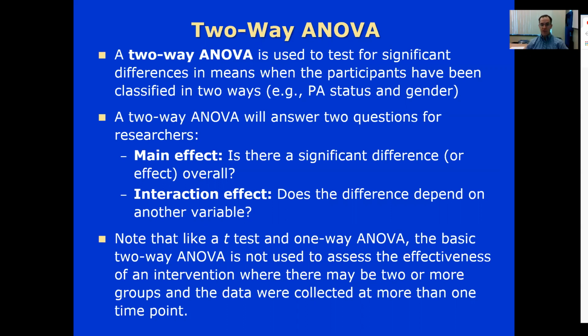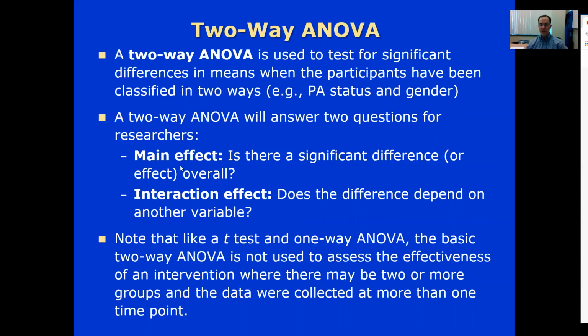So a two-way ANOVA will answer two questions for researchers. One, is there a main effect? Is there a significant difference or effect overall? Is there something happening? In this case, is there something happening between physical activity and males and females? That's the first thing that a two-way ANOVA would tell you. The second is, is there an interaction? Does the difference depend on another variable? So in this case, does the physical activity status differ between males and females? And that will tell us that.